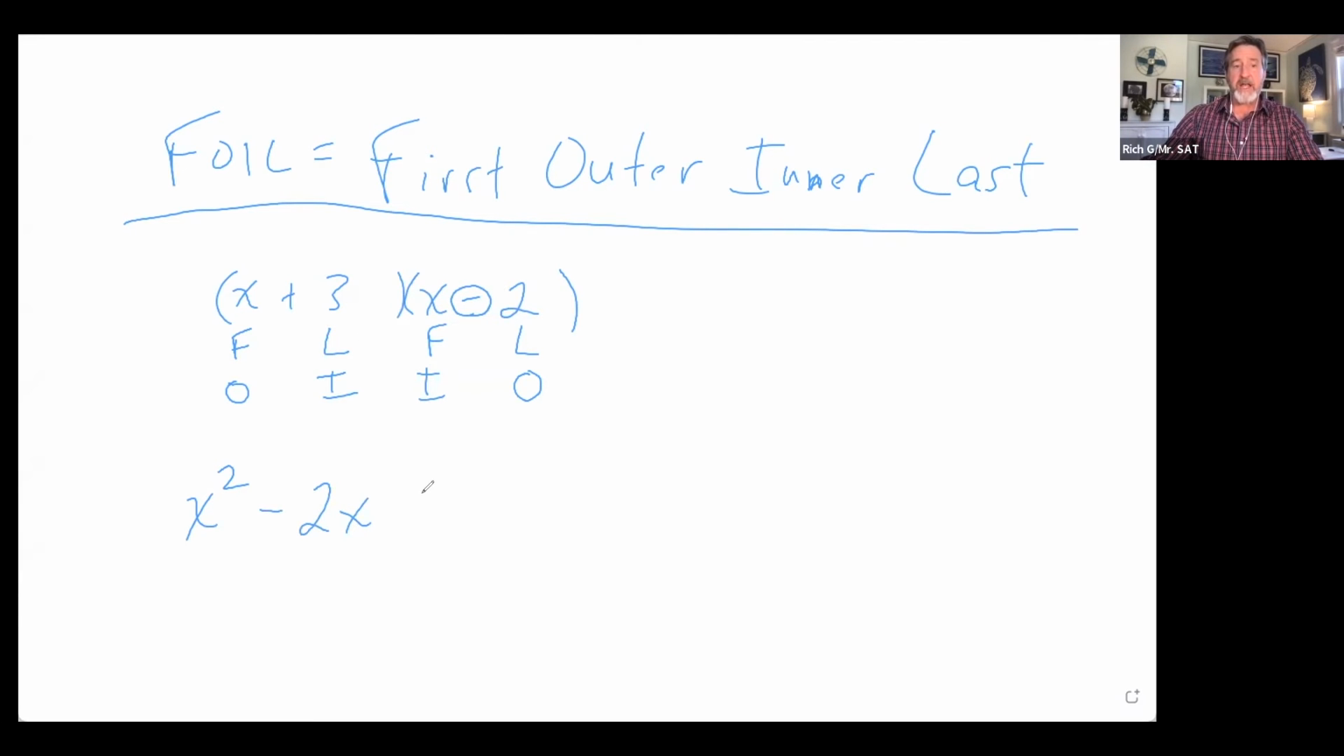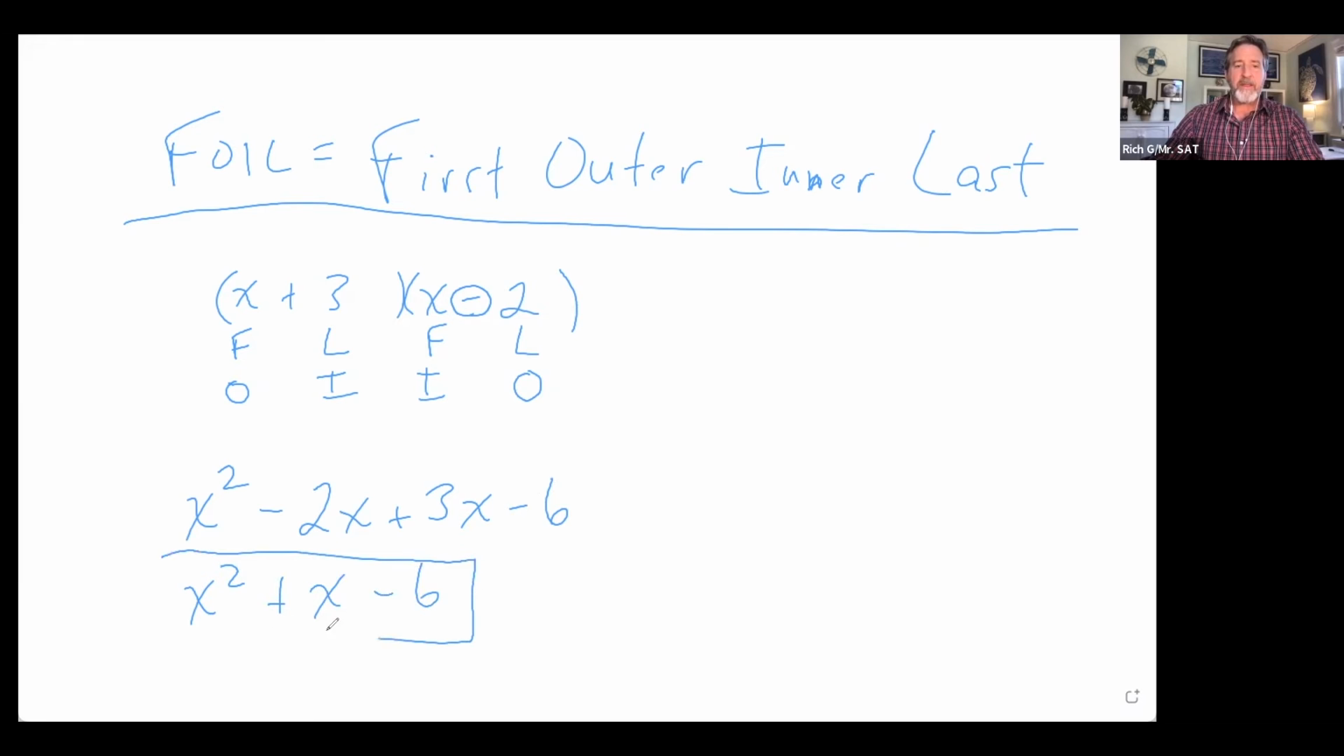Well, I have X and 3. The 3 is a plus, so that's plus 3X. And then I'm going to multiply the last together. That's 3 and minus 2. So that's minus 6. Now I'm going to combine like terms. There's only one X squared term, so that's going to remain. I have a minus 2X plus a 3X. Well, what's 3X minus 2X? It's X, so that's plus X. And then I only have one number, minus 6.